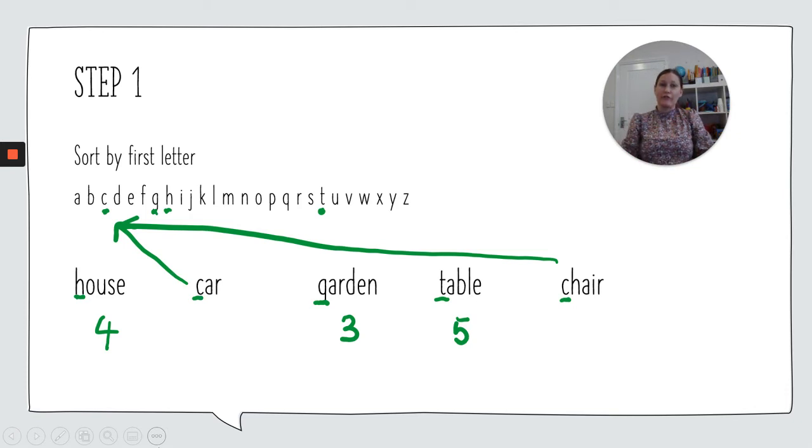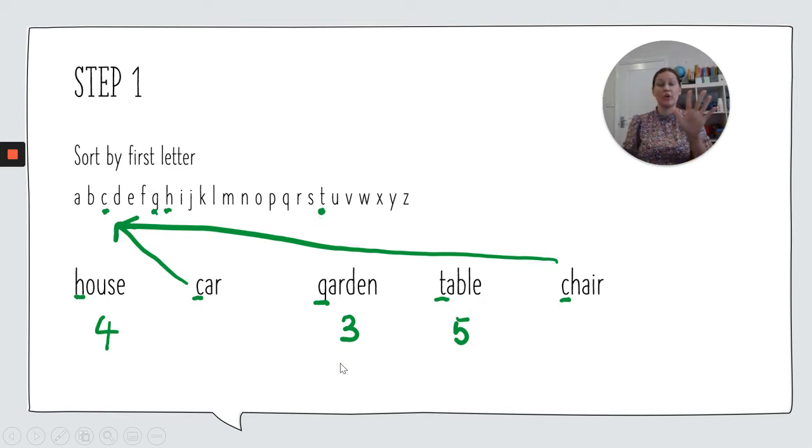Here we go. I've got 5 words here and we're going to apply step 1. So I've got house, car, garden, table, and chair. So the first thing I'm going to do is look at the first letters: H, C, G, T, and C again. And underneath each letter of the alphabet that has a first letter, I'm putting a dot for myself. And I can see that all the C words will go first, the G will come after that, the H will come after that, and the T will be last.